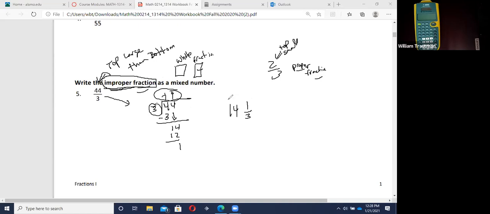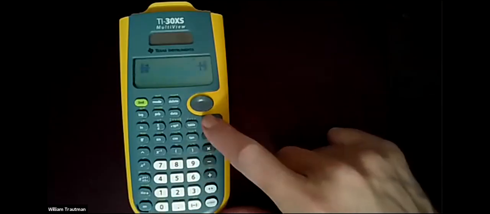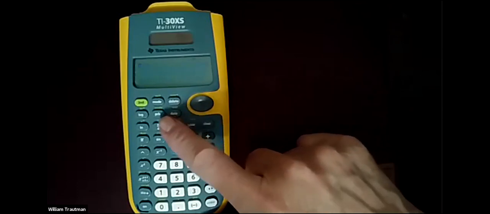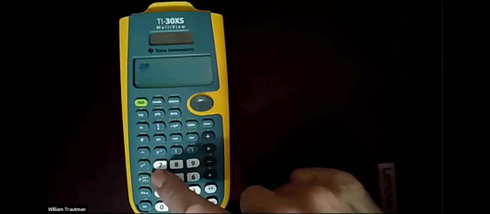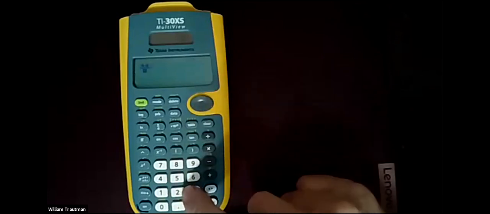And I mean, we don't have a lot of time for you to learn how to do this if you don't know how. We have to get to the algebra. So I wanted to show you that's how we do it. However, let's try it on my calculator. 44 over 3. So first thing I'm going to do is get the fraction and put 44 over 3. And I'm just going to hit enter and see what happens.